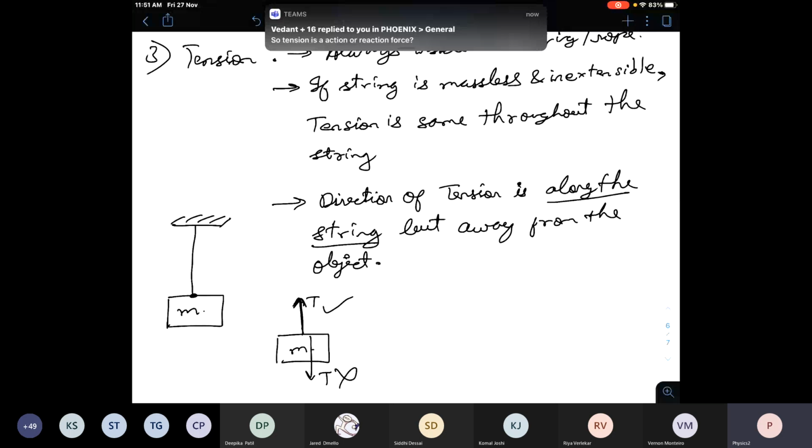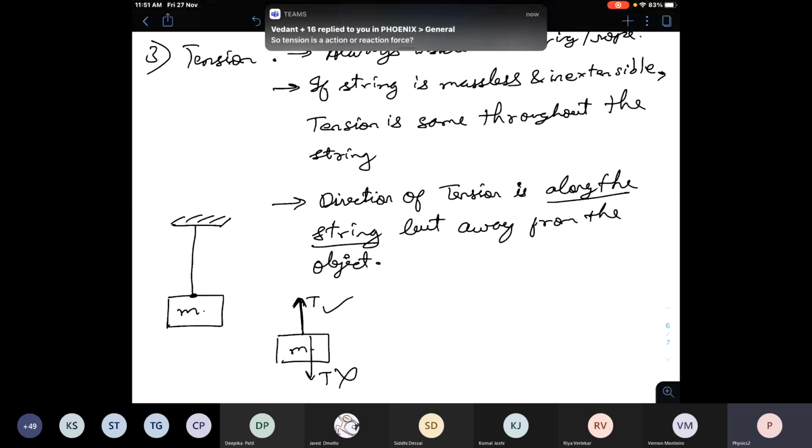Tension is an internal force. It is not an action-reaction force. Okay, you can say it is action also. No, it means we cannot comment on action-reaction. You can say it is a reaction force.